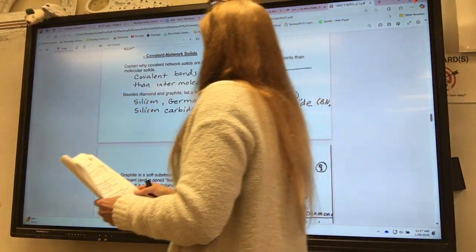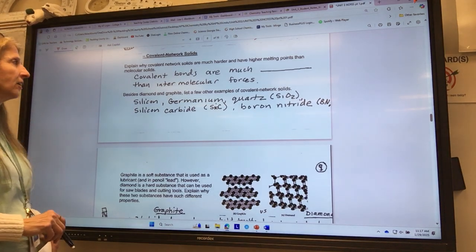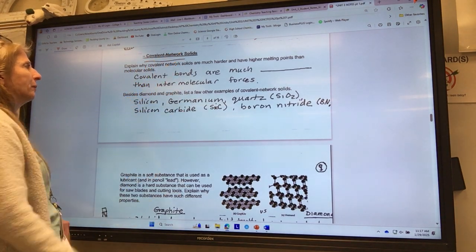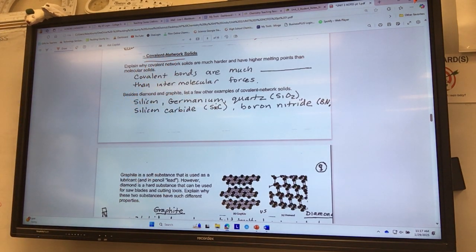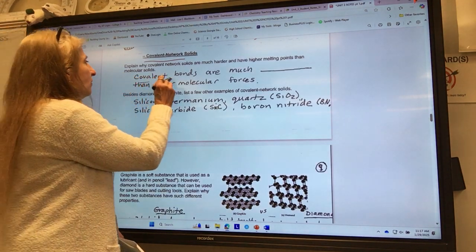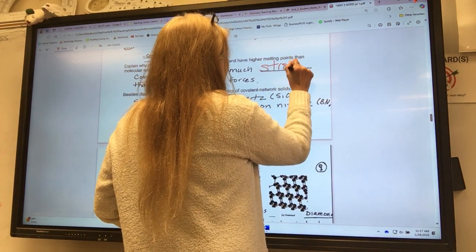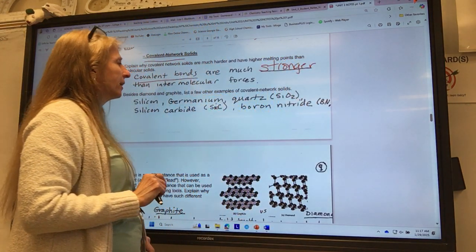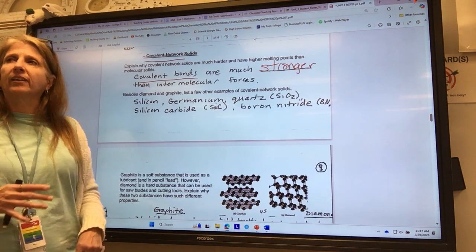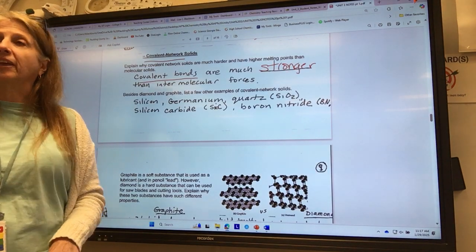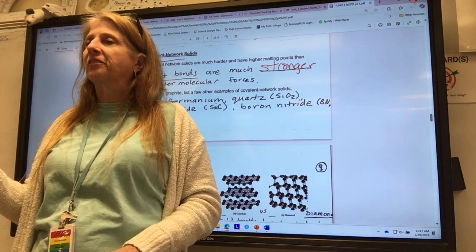Okay, now let's go back to covalent network solids, our diamonds. We want to talk about them a little bit more. Explain why covalent network solids are much harder and have a higher melting point than molecular solids. It's because covalent bonds are much stronger than intermolecular forces. So any of these things they could ask you on this essay part of the AP test.